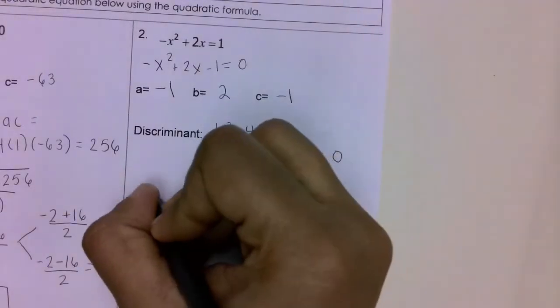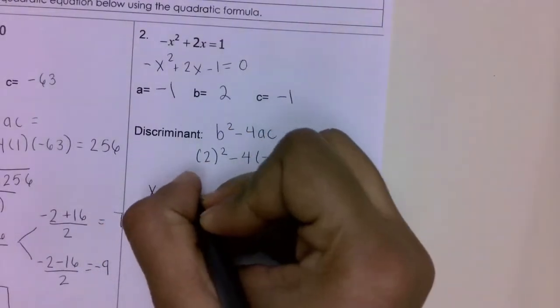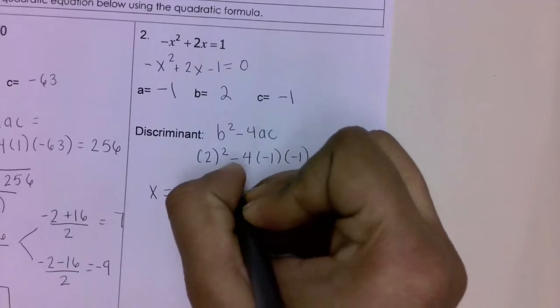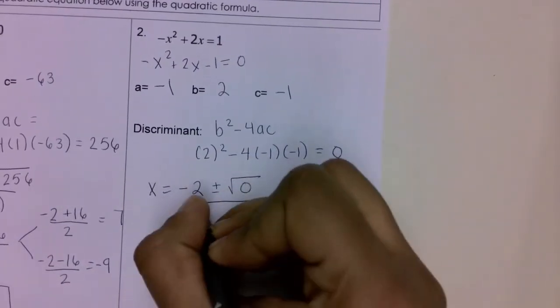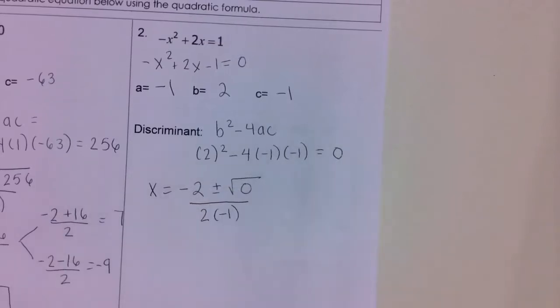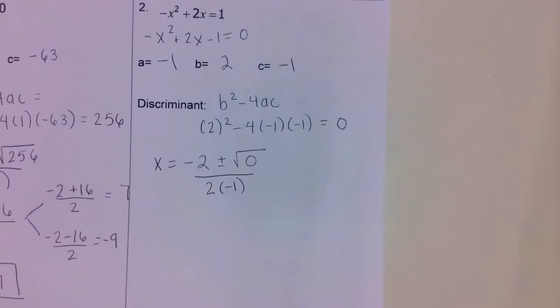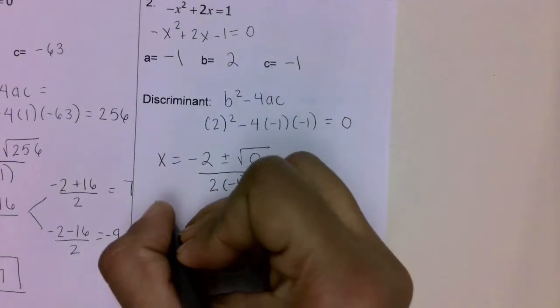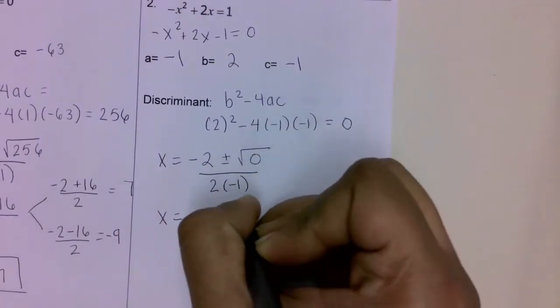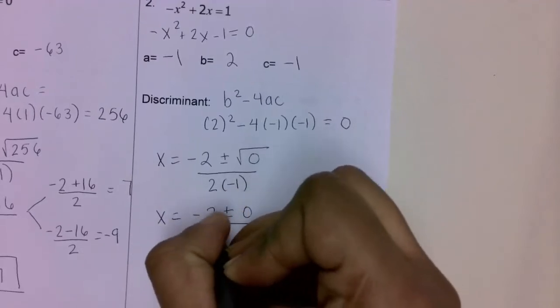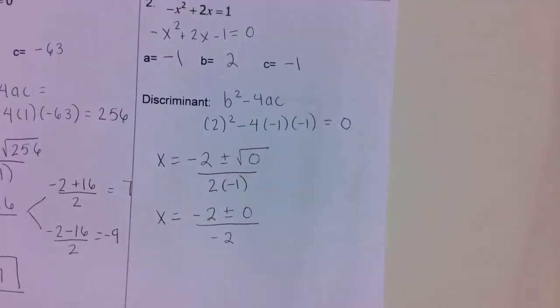All right, now we're going to plug it into the quadratic formula. So x equals negative b, so negative 2 plus or minus the square root of your discriminant, which is 0, all over 2 times a, which is negative 1. Then we're going to do the square root and the denominator. So negative 2 plus or minus the square root of 0 is just 0 divided by negative 2.